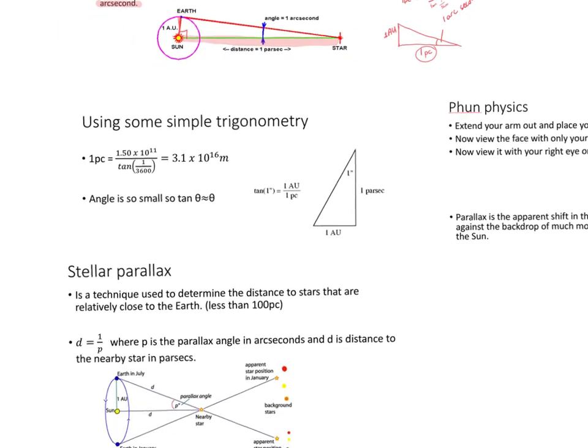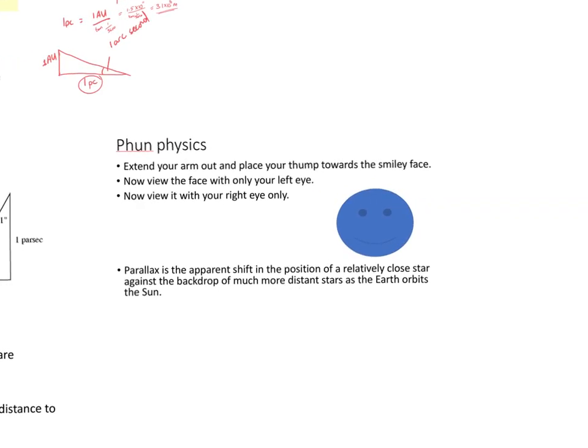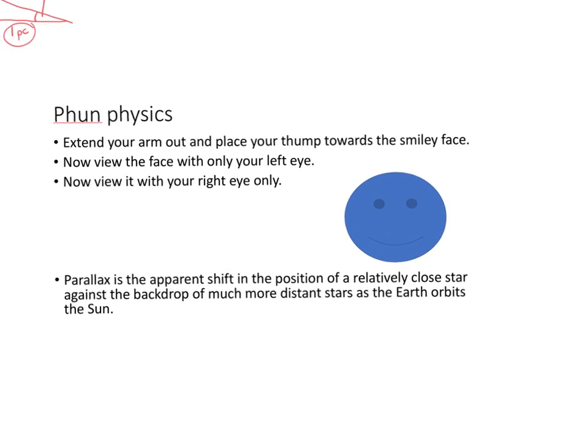And we're going to talk about parallax now. This is a little bit of a fun activity to do. If you extend your arm out and place your thumb towards the smiley face on the screen, you can view the face with only your left eye first, and then with your right eye only. You're going to notice an apparent shift in the smiley face compared to your thumb by viewing it at different angles.